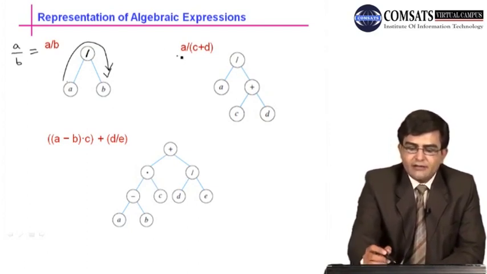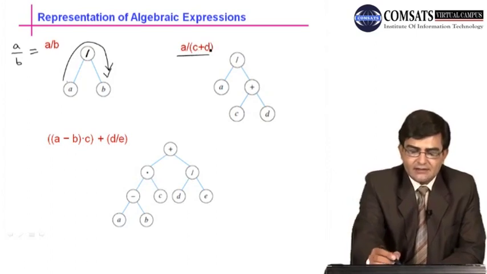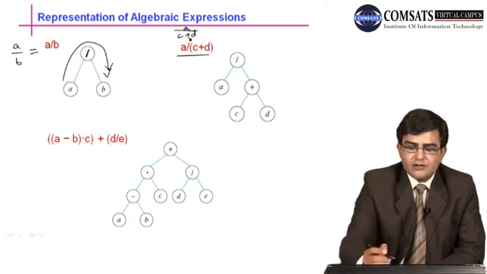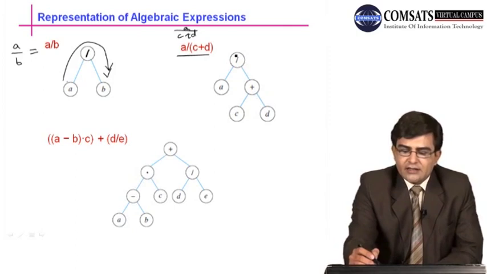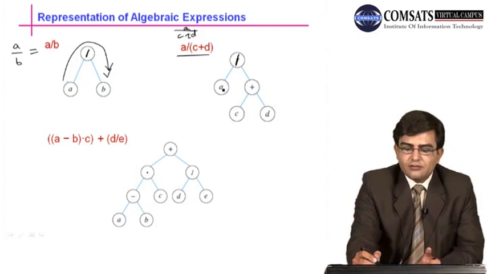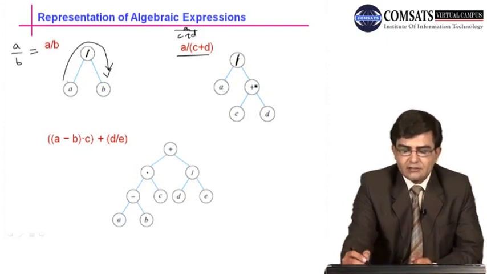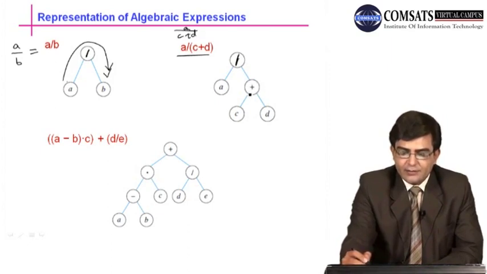Now another example. If we have A divided by C plus D, now we have this algebraic expression, and how do we express it with the help of a binary tree? In the root we define the division, and on the left we write A, and on the right first we have to add C and D. So here we write plus, and there are two children of this plus, C and D.